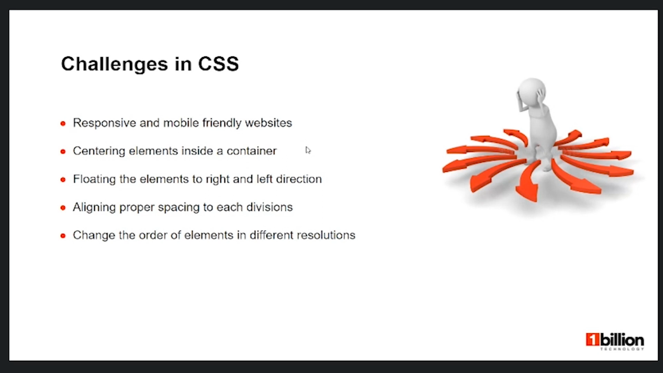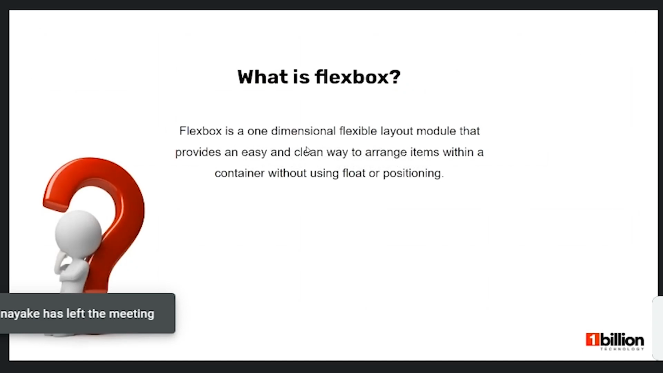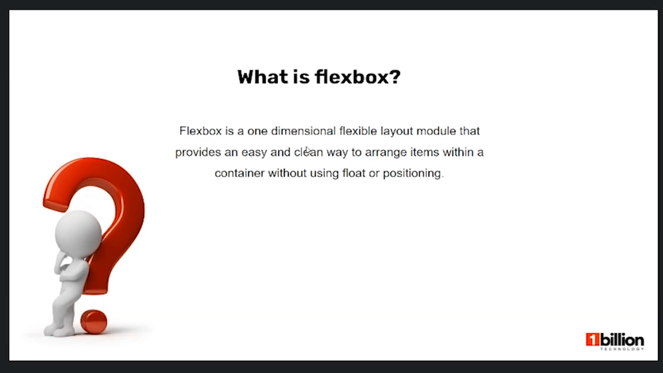So to reduce the effort and time and to develop a website in a proper way, we can use CSS Flexbox. Simply put, Flexbox is a way to arrange the items inside a container in a very easy and clean way. We don't have to use float or positioning. In a simple way, we can arrange all the items inside a container. And also Flexbox is a one-dimensional layout, which means we can arrange all the items inside a container in one direction at a time. That means we can arrange them column-wise or row-wise at a time.